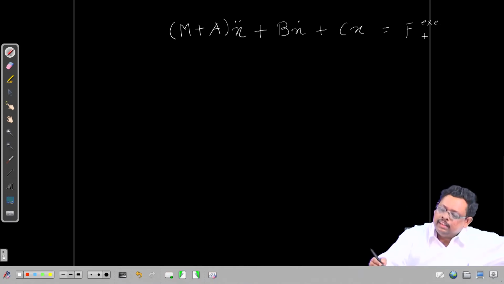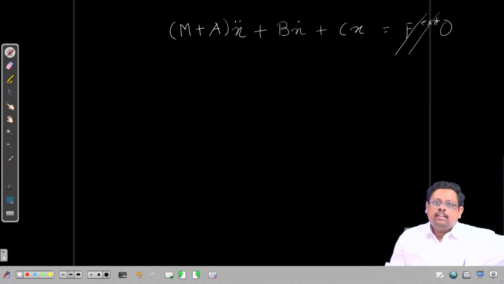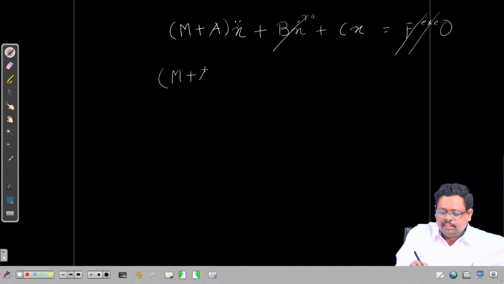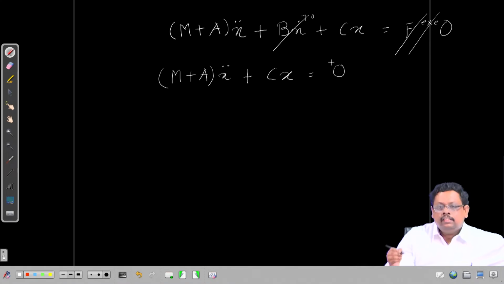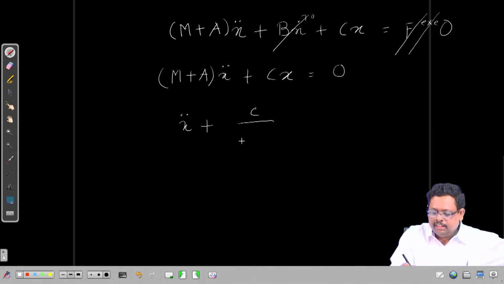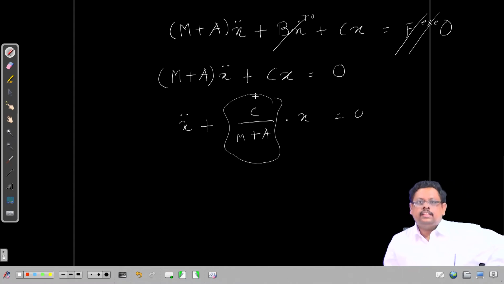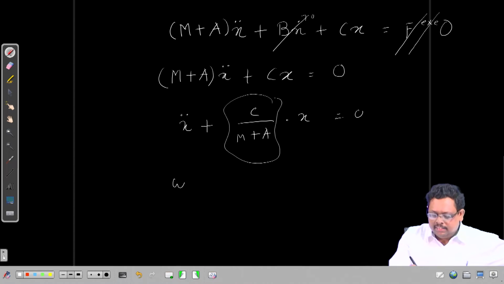Now let us do the free vibration problem. So, we make the right hand side equal to 0, and also we can drop the damping term. Then we have a very simple equation: (m plus a) into x double dot plus c x equals 0. Dividing both sides by m plus a, x double dot plus c divided by (m plus a) into x equals 0, and you know that this is nothing but your natural frequency, right. So, we define the natural frequency as omega z.